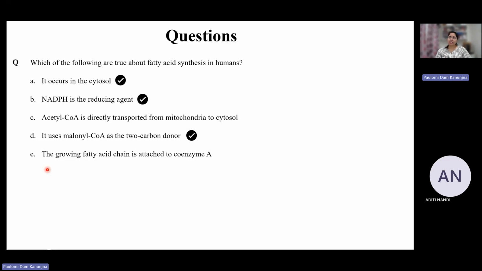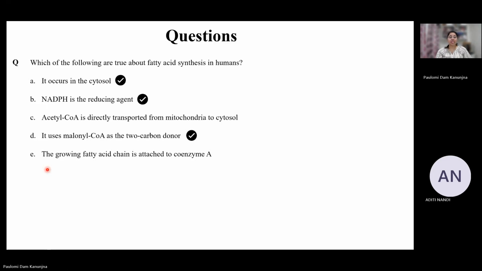Third one says acetyl coenzyme A is directly transported from mitochondria to cytosol. We have already discussed in one of the previous questions that acetyl coenzyme A has to be transported as citrate. So it combines with oxaloacetate to form citrate, moves out from mitochondria to cytosol, and there it is converted by citrate lyase to give you the acetyl coenzyme A.